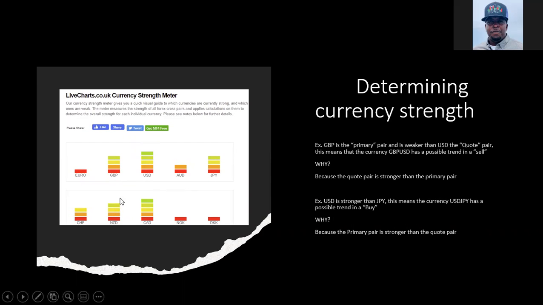You can definitely use this. It definitely helps you. It lets you know what trend you're in. And yeah, it'll definitely give you confirmation of what trend you're supposed to be in.